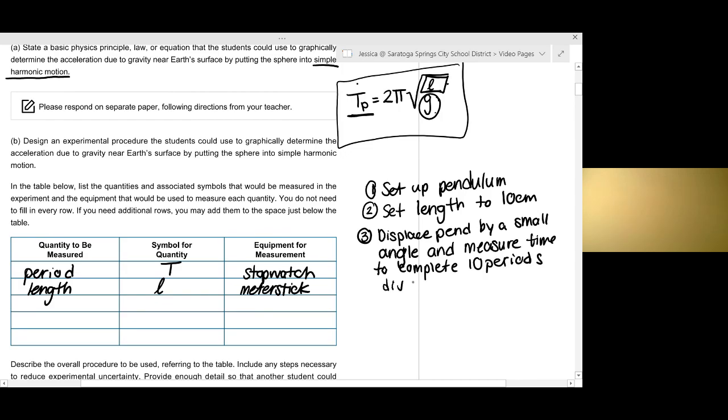Divide by 10 to find t. Remember we talked about this in class, how we don't measure the time it takes for one period because there's a lot of human error. Instead we usually measure the time it takes to complete 10 periods and then divide by 10. Okay, so we do that.